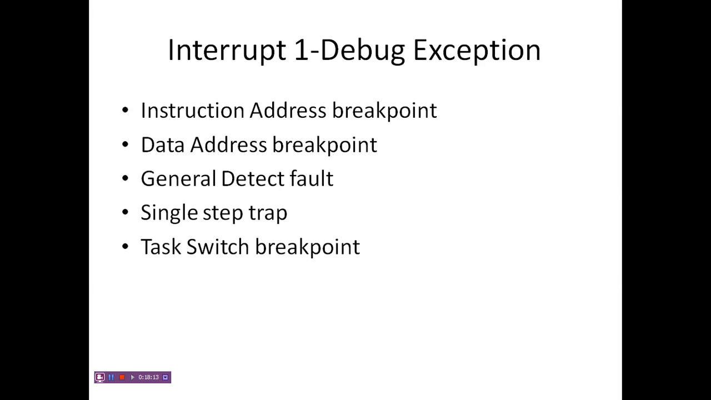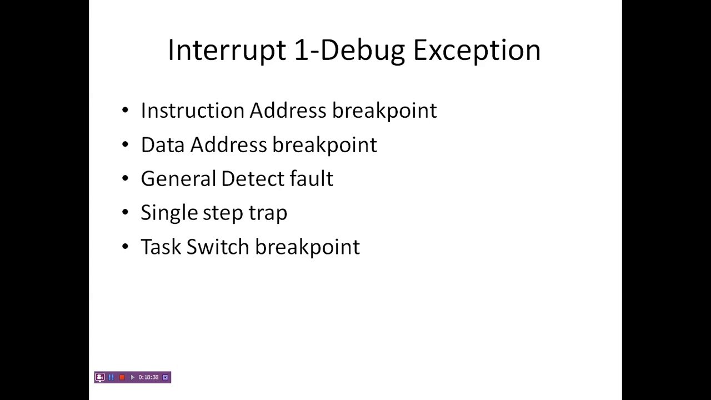Then next, general detect fault. This exception occurs when an attempt is made to use the debug register at the same time. This additional protection feature is provided to guarantee that ICE 386 can have full control over the debug register.